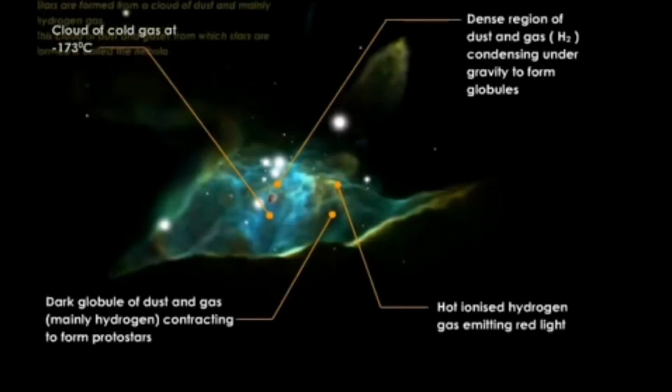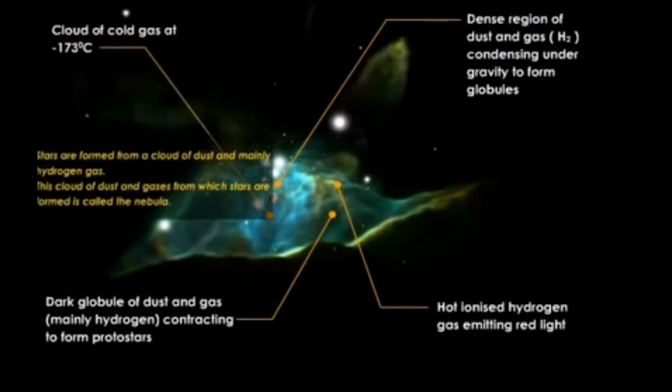Life cycle of a star. Birth of a star. Stars are formed from a cloud of dust and mainly hydrogen gas. This cloud of dust and gases from which stars are formed is called the nebula.